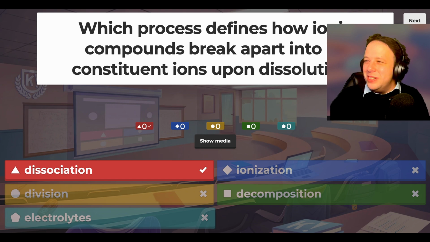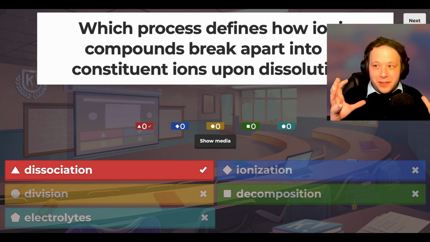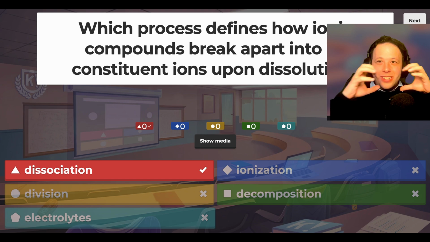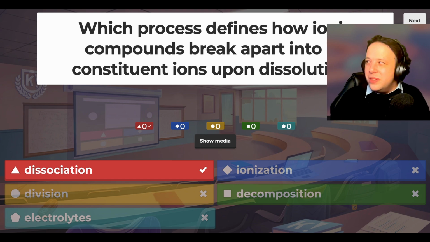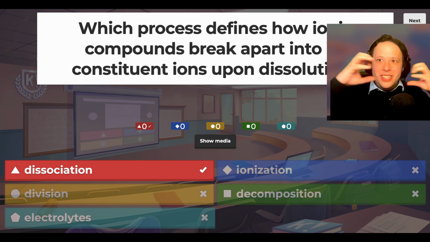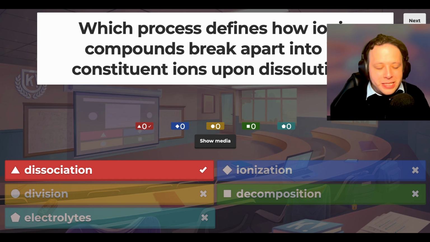But what's happening, right? When something is being dissolved, it's dissociating. That means it's breaking apart into its ions. So it's dissociated, and then afterwards it's ionized. But dissociation is the first part. Division is not a bad guess because you are taking it into two pieces, but dissociation is the correct term for that one.